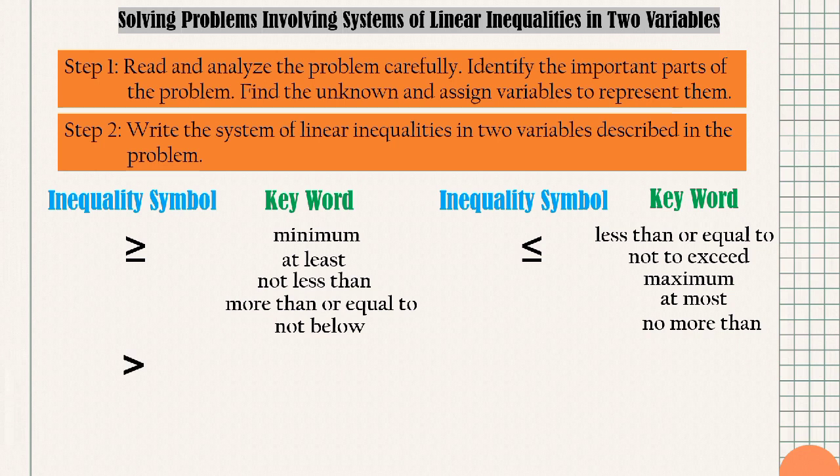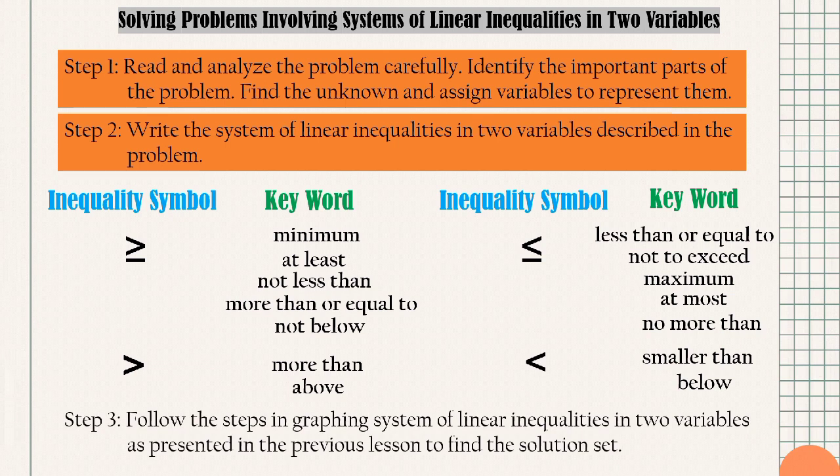For the greater than inequality symbol, we have the words more than and above, while for less than, we have smaller than and below. Then step 3, follow the steps in graphing system of linear inequalities in two variables as presented in the previous lesson to find the solution set.